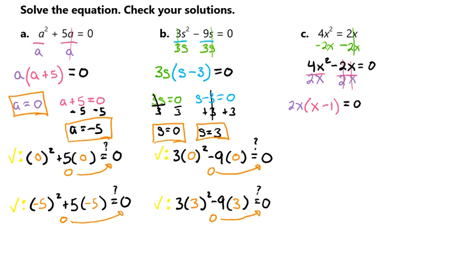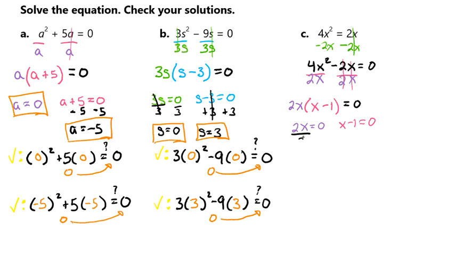Then we're going to use the zero product property to set them each equal to 0. And then we're going to solve and check. So from here on, I'm going to go ahead and have you pause and finish this problem. And when you're done, push play, and let's see if you were able to finish it correctly.